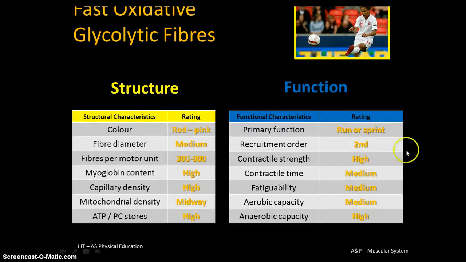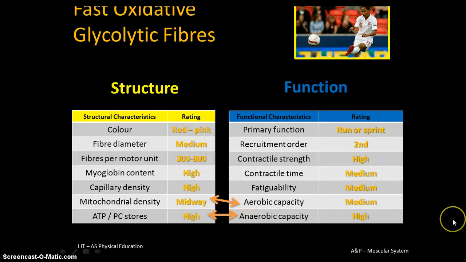Finally, fast oxidative glycolytic fibres. These guys have the capability to work both aerobically and anaerobically. So they have anaerobic function and a reasonable aerobic function. They have moderate fatigability, moderate speed, moderate or quite high force. They're second to recruit. So these are called upon to help out the fast glycolytic or to help out the slow oxidative. And again, there are connections between how they're built and how they work.